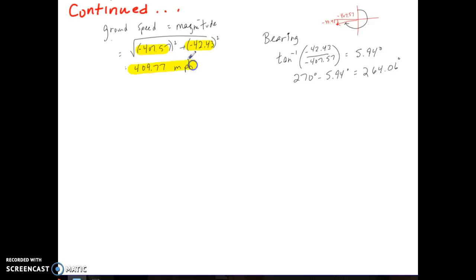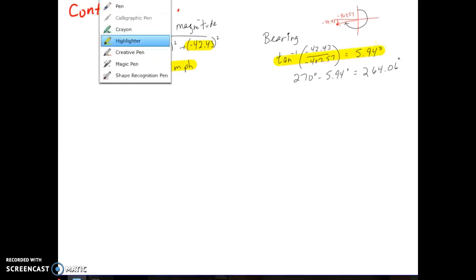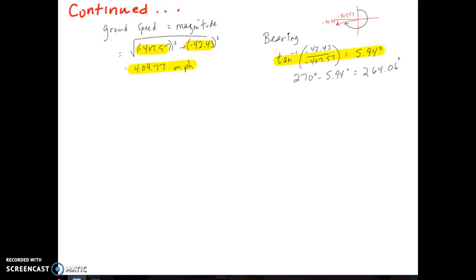Find the magnitude. So our ground speed is 409.77 miles per hour. And our bearing, we are going to figure out by using the tangent. Okay, so that gives us this little angle though, so we've got to be careful. That there was our resultant vector. That inverse tangent of our component vector there, the y over x, this is 5.94.